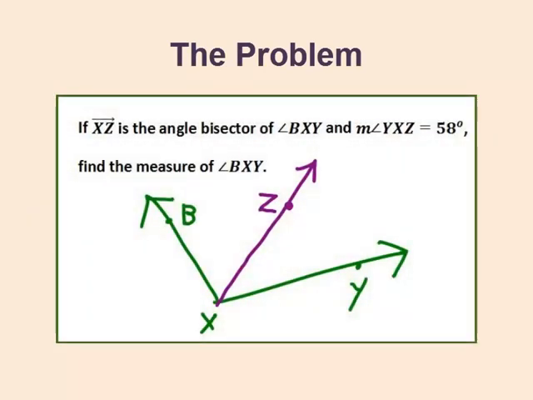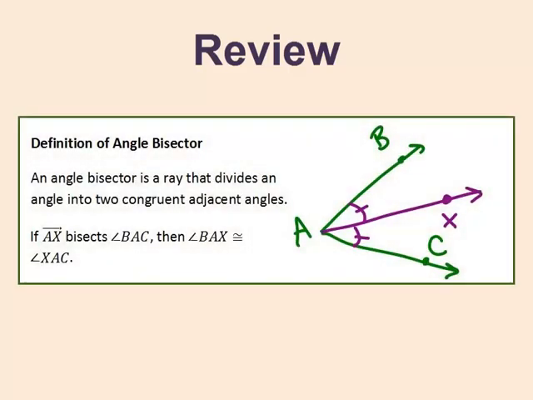The goal is not to solve a difficult problem. It's just to provide you with an example as you embark on this journey into a new kind of math. Math with words. First, we're going to review some concepts and put them in our toolbox. An angle bisector is a ray that divides an angle into two congruent adjacent angles. This is a definition.